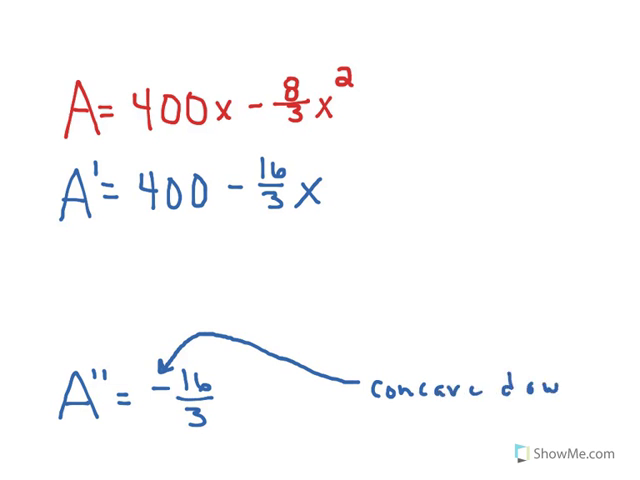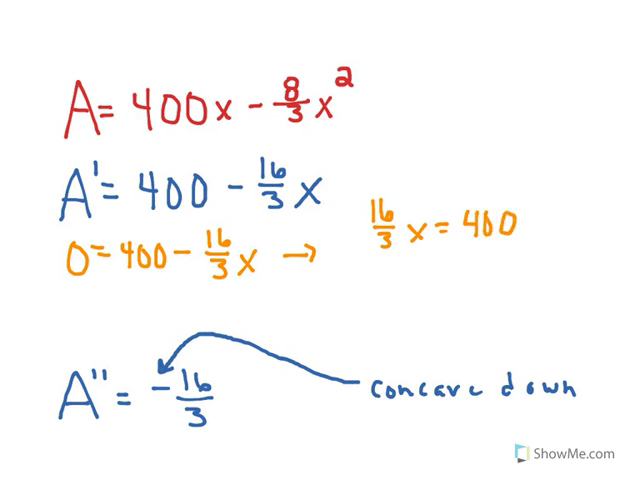So when do we have turning points? When the derivative is either 0 or undefined. In this case, we're going to set this equal to 0. So 0 equals 400 minus 16 over 3 x. So I'm going to move 16 over 3 x to the other side. I'm going to work sideways just for a minute so I have enough room here. So it's going to be 16 over 3 x equals 400.